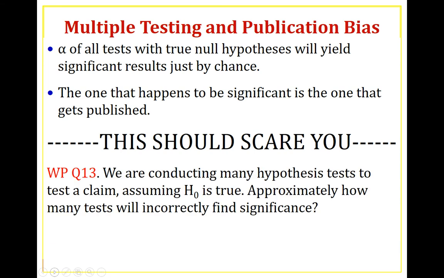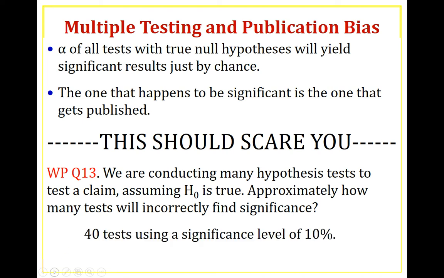If we are conducting many hypothesis tests to test a claim, assuming H0 is true, approximately how many tests will be incorrect at their significance? Well, if we have 40 tests and we're using a significance level of 10%, then of those 40 tests at 10%, 4 of them are going to find significance. The law of averages says 4 times I'm going to get something significant. And 40 tests is not a lot of tests to conduct.